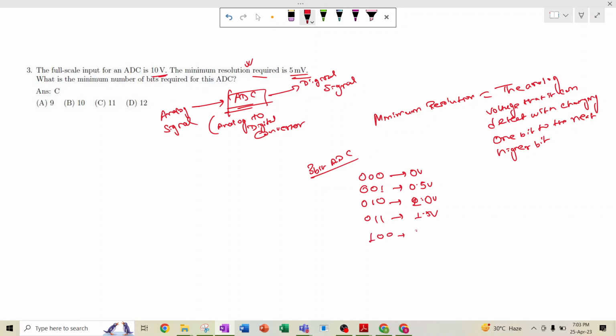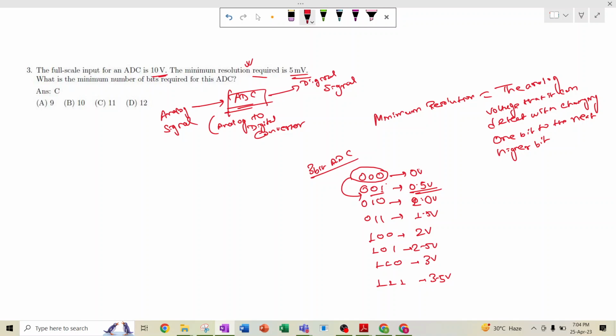1 0 0 it will be suppose 2 volt. 1 0 1 it will be 2.5 volt. 1 1 0 it will be 3 volt, and 1 1 1 it will be 3.5 volt. So suppose this 0 volt is being addressed by 0 0 0, and the next higher bit from 0 0 0 is 0 0 1, so it is 0.5 volt.